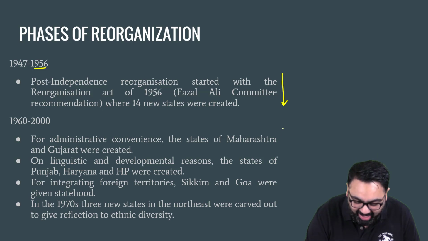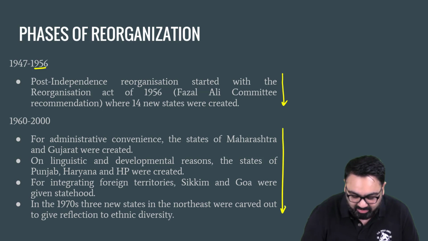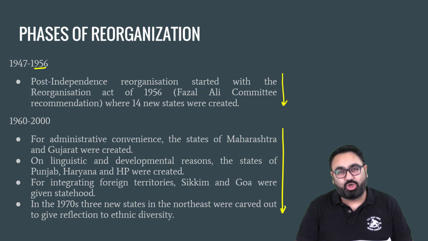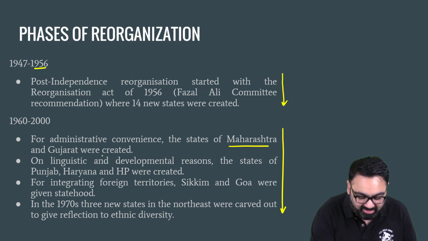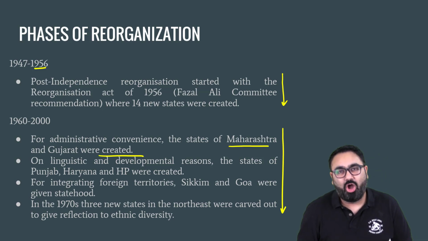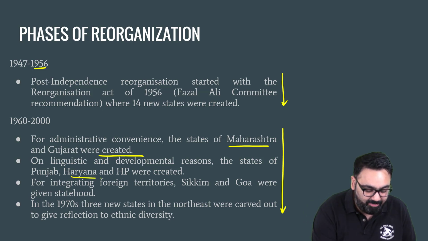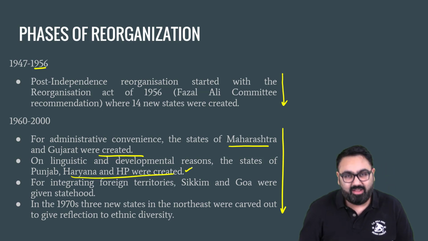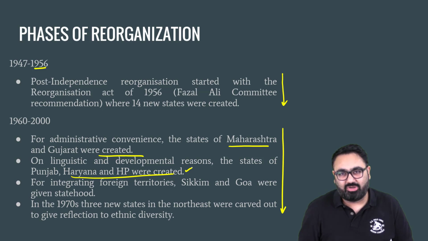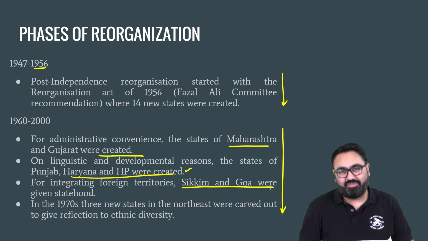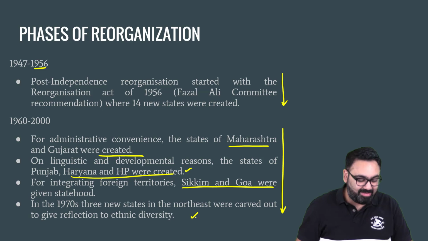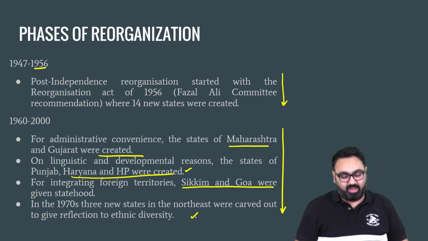Then came an era where we had multiple demands for states, which led to the creation of new states on the basis of language and on the basis of other demands. For example, we had Maharashtra and Gujarat being created out of Bombay. On language lines, we also had Punjab, Haryana, and Himachal Pradesh created. Then there were other parts of territory acquired by India that became Indian, Sikkim and Goa. Then in the northeast part of India, out of Assam, many new states were carved out time and time again.